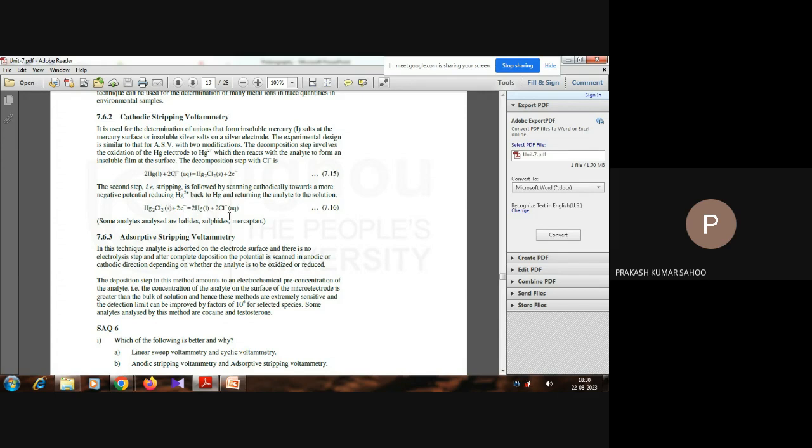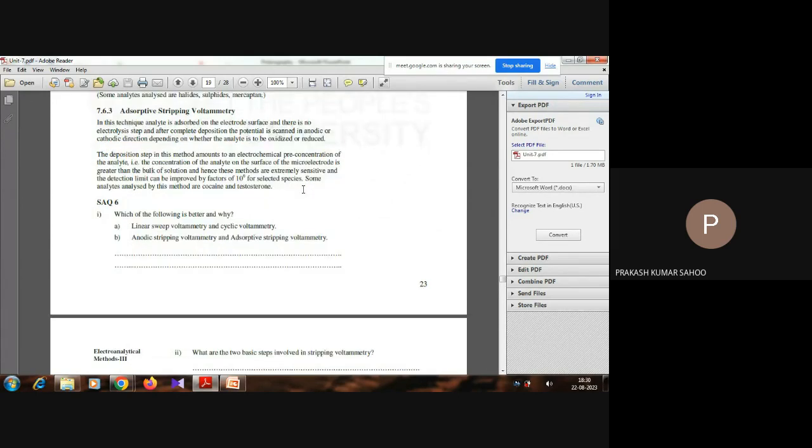So in the second step, we will have the current measurement at constant potential. Some halides analyzed in this method are chloride, bromide, iodide, sulfides, and mercaptans. These things can also be carried out through cathodic stripping voltammetry. Then the last one is adsorptive.